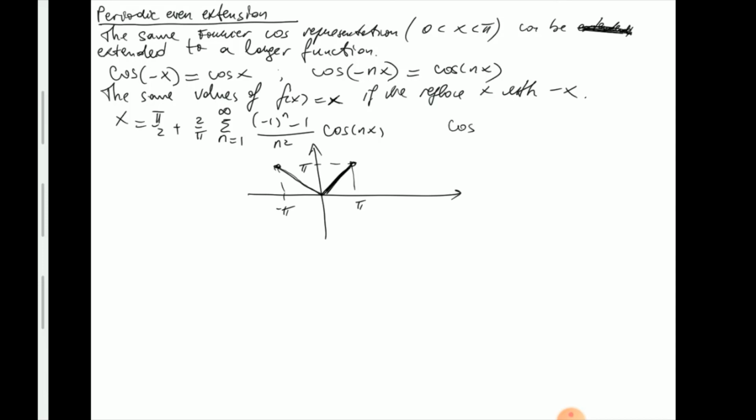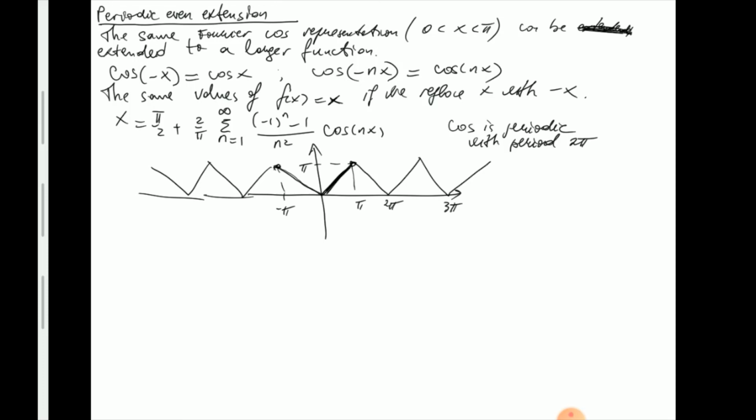And because cosine is periodic with period 2 pi, so the length of the interval is 2 pi, the same shape can be repeated to the left and to the right. Again, it will have the same Fourier representation. So this will be 3 pi over here, 2 pi, minus 2 pi, minus 3 pi, and so on. We can extend these representations to a larger function, called in this case the periodic even extension. What you see here, this seesaw, is the periodic even extension for f of x equals x with x between 0 and pi.